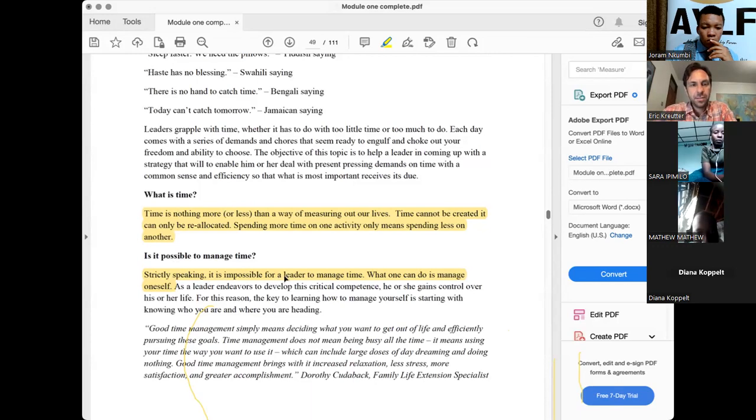Strictly speaking, it is impossible for a leader to manage time. Time just exists, right? What one can do is manage oneself.